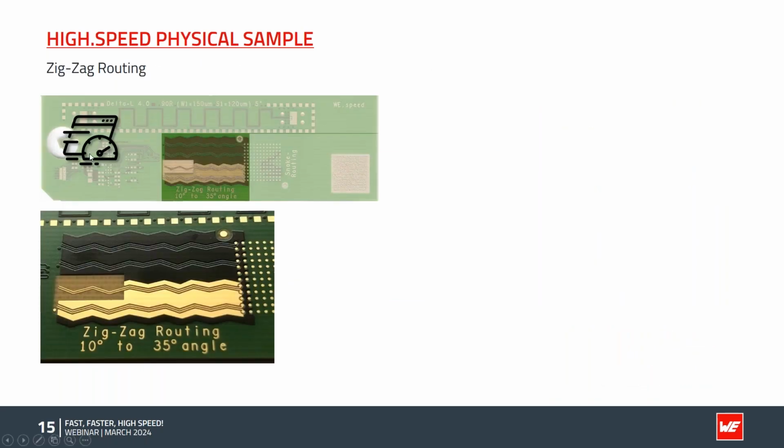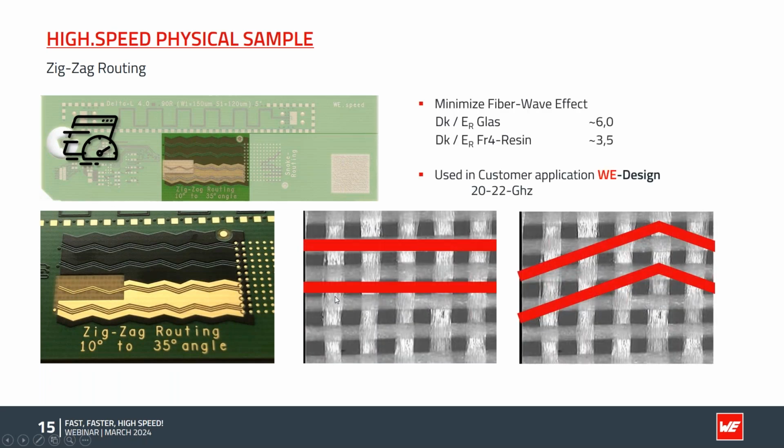So if we have a look at the high-speed area of the hand sample, of the physical samples, we have included a pattern with a zigzag routing. What is it for, you ask? Yes, there is a so-called fiber weave effect in the board. If you have two tracks, a differential pair, for example, on the material, you see here the underlying glass fibers of a 106 prepreg style.